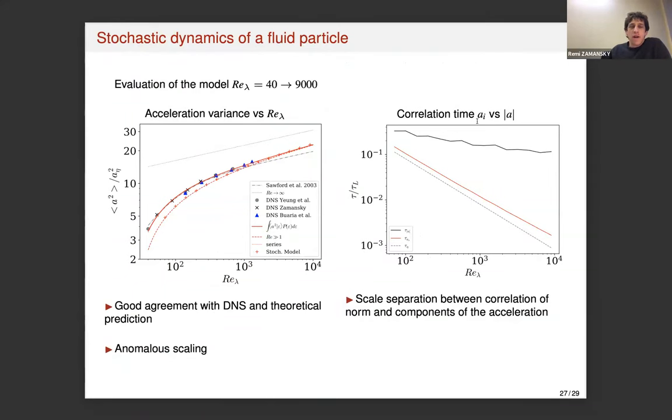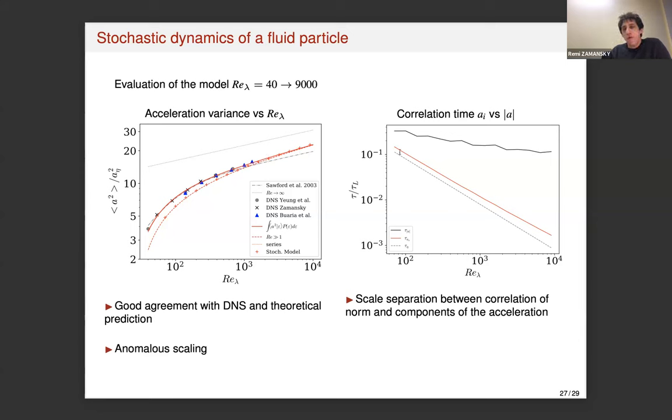So just quantitatively, we can compare the acceleration, the stochastic model for the dynamic, with some model or some DNS. And here for the variance of the acceleration, as predicted by the model, you have the little red crosses here, and we can compare that with some theoretical estimation and the DNS. And you can see that as you move to large Reynolds number, you obtain a fairly good approximation.